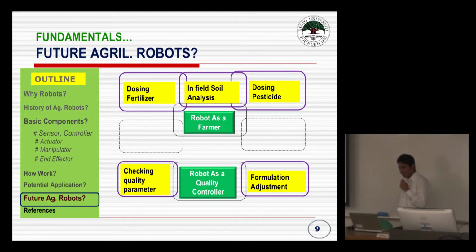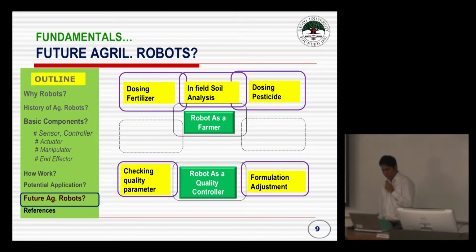Now it is time for thinking about the future robots, for future development of agricultural robots, and what will be the future agricultural robots. Robots can act as a farmer, and even multi-tasks can be performed by robots, like in-field soil analysis, and based on this analysis, it can decide the requirements of the soil and the crops, like using pesticide, using fertilizer, like that.